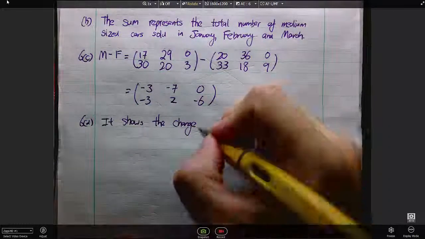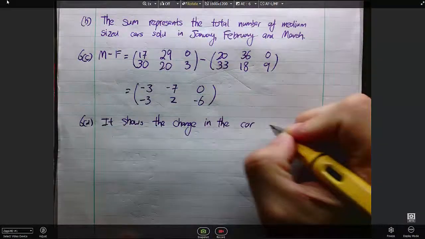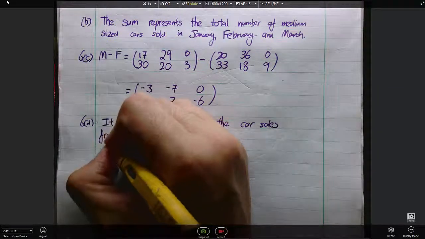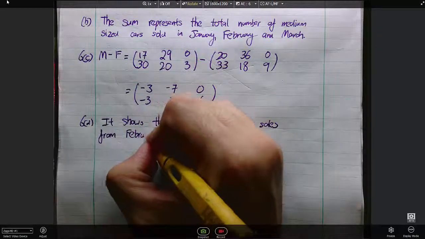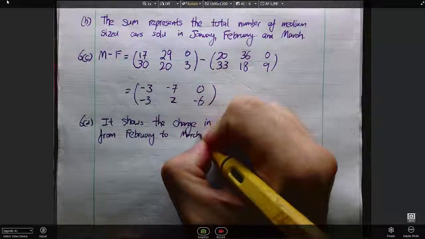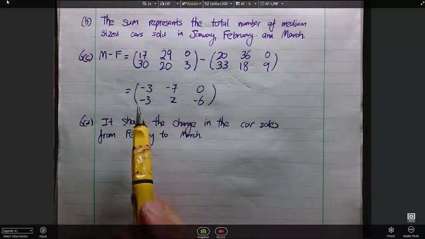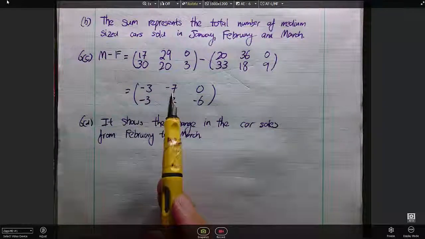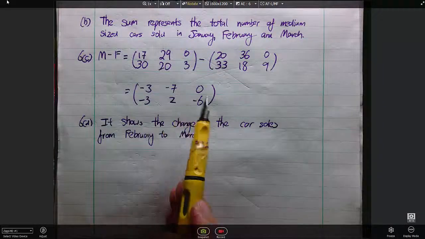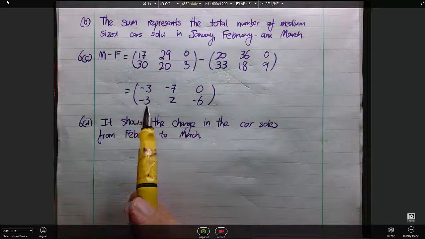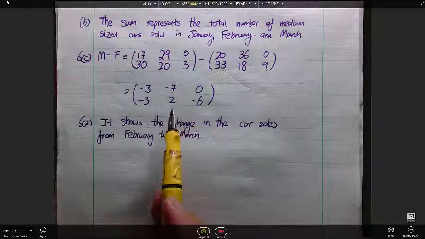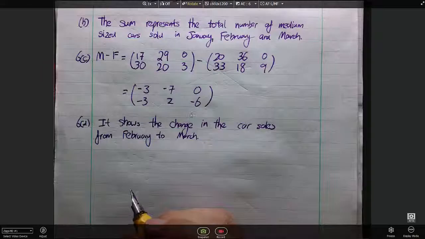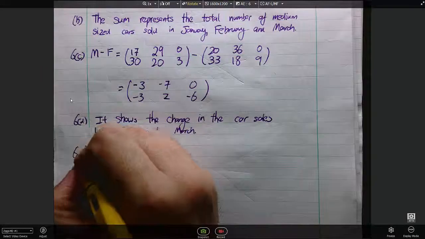in the car sales from February to March. So for example, right here, this one is negative 3. So the small sedans drop by 3 cars. The small hatchbacks will drop by 7. No change for wagons. Medium sedans will decrease by 3. However, medium hatchbacks from February to March will actually increase by 2. So that's how we interpret this matrix that we have computed.